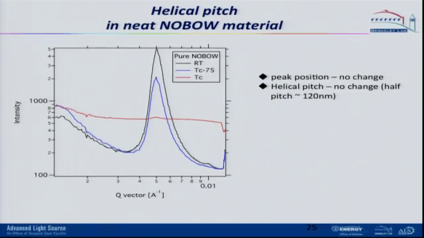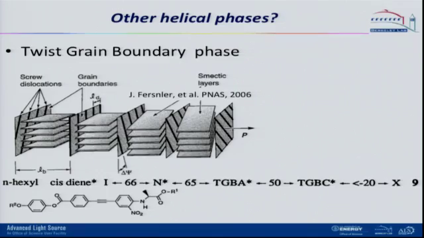Now, to double check the theory, we can just skip the chloroform step. We just directly put this neat material on the sample holder, and we do this experiment. And you can see the pitch is 120 nanometers. So what this tells you is, first, that when you put a little bit of guest material into the NOBOW, you can actually tune the helical pitch. And the second is that for the neat material, the helix is very robust. So somehow it's not very temperature dependent.